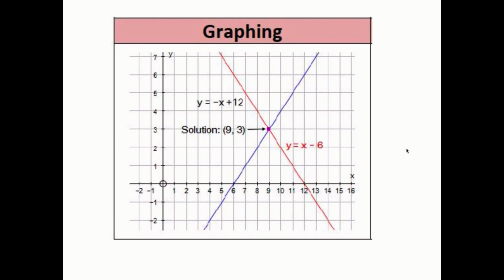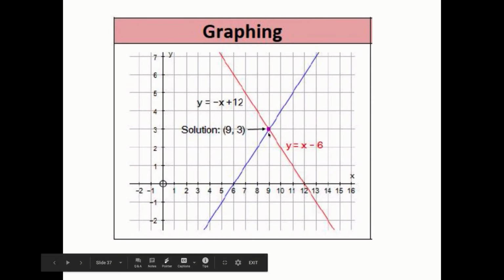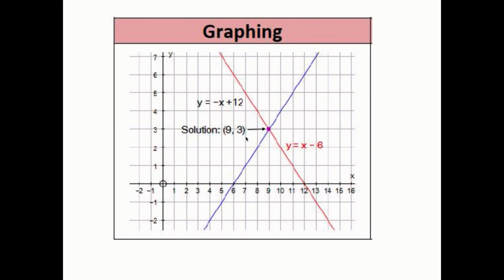Okay, we're going to get into the algebraic solving of these now. So there's 3 different ways. We have the graphing way, where you graph both lines, and then where the 2 lines intersect is called the solution. So we write it as a point, (9, 3).